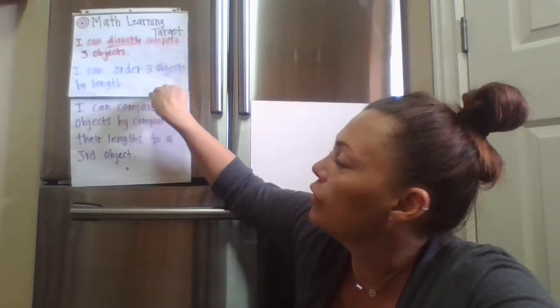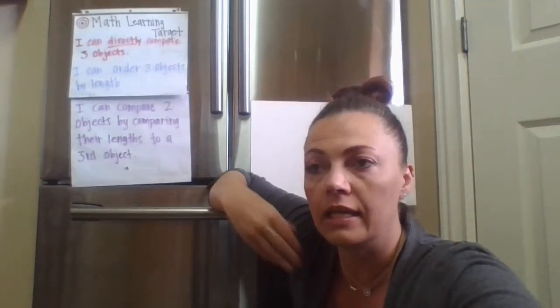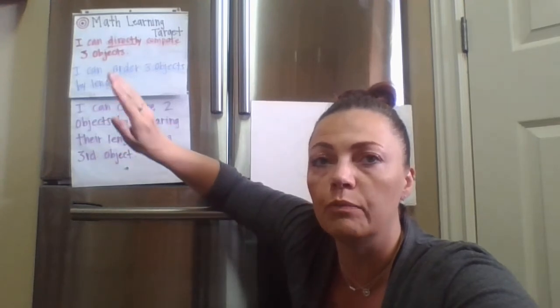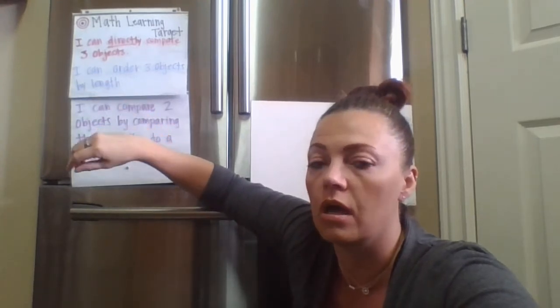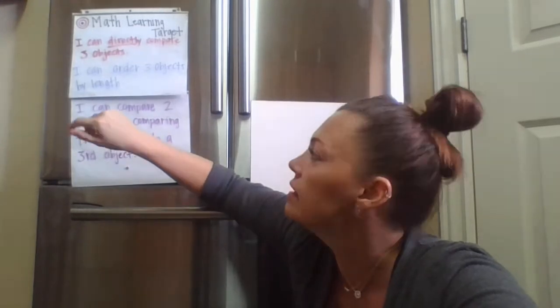Number 2 says I can order 3 objects by length. That means I can give you 3 objects and I can say put these in order from shortest to longest, and you are able to do that.